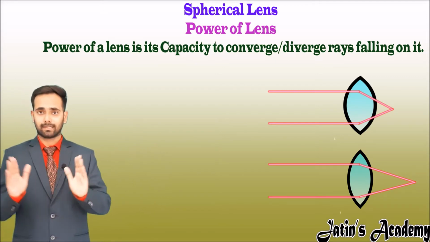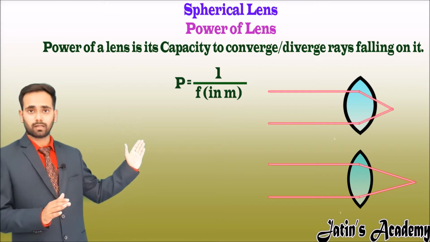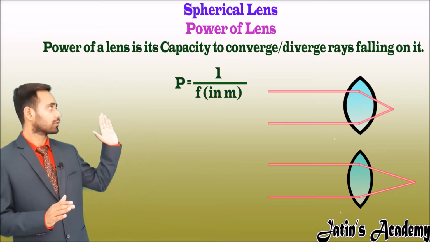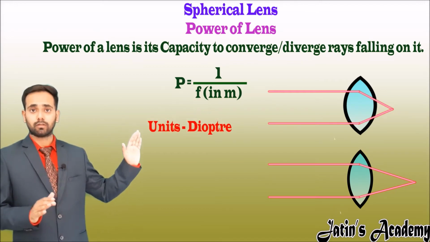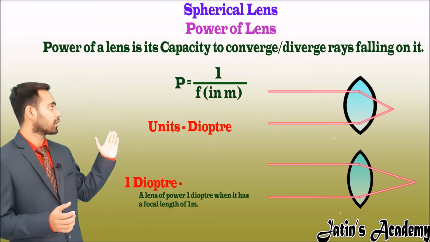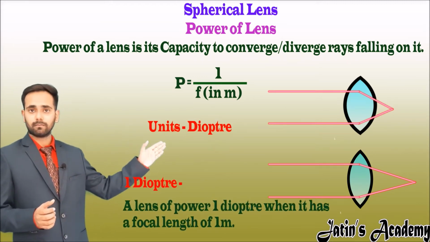After this observation, we can say that the power of a lens is the reciprocal of the focal length, when the focal length is in meters, and the unit of power is the diopter. So the new term is, what is 1 diopter? 1 diopter is the power of a lens when the focal length of the lens is 1 meter.